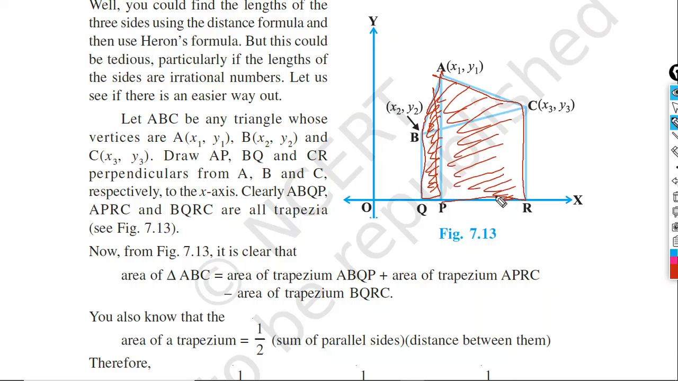Now we will subtract the area of trapezium BQRC. Okay, we will change the color for it. This area we will subtract. Now what will remain? The remaining portion will be triangle ABC. Okay. So this is what we are going to do.